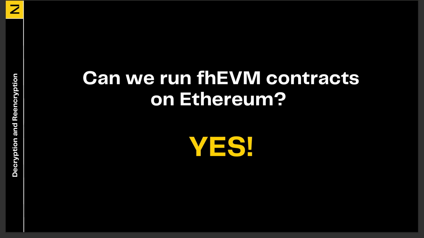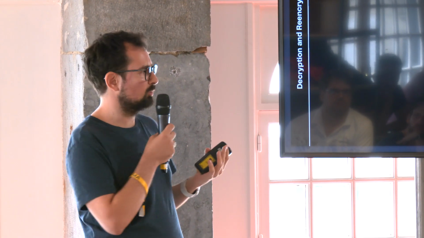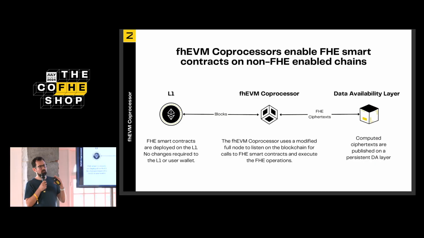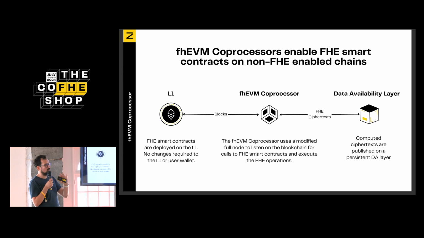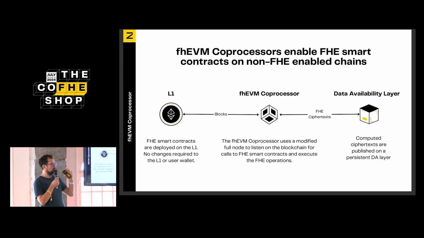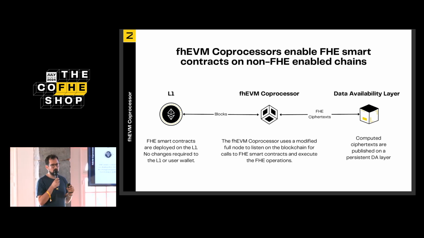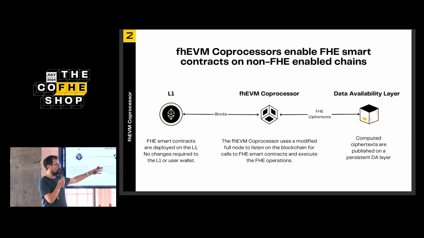And we've been working to make the whole fhEVM run on Ethereum, not just on a native blockchain. So that's what we've been working on recently. And the way we do it is, first of all, all the contracts are deployed on Ethereum on L1 without changing the compiler, without changing the tooling. The whole bytecode is on Ethereum itself. And what we do is we remove FHE computation from L1. Basically, we put it in a separate off-chain component, which we call the fhEVM coprocessor.